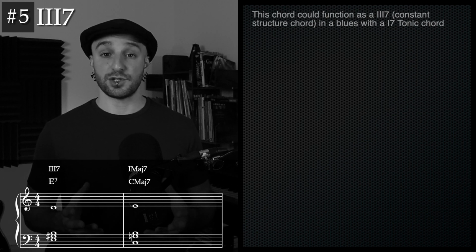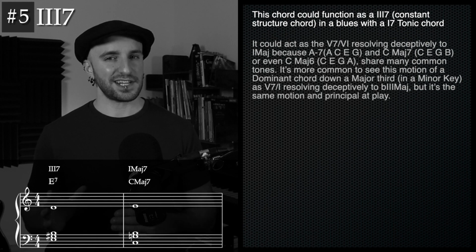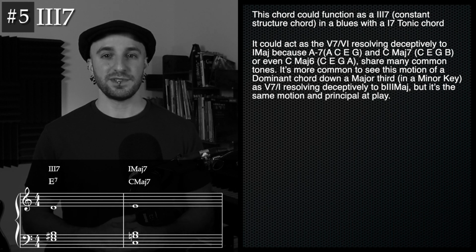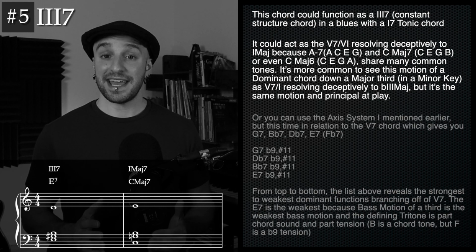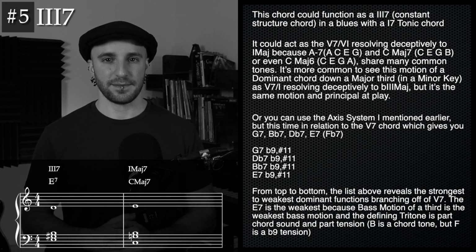Number 5 is 3 dominant 7. This can be looked at a couple of different ways. It could be a constant structure chord in a blues context. It could function as the 5 of the 6 chord, resolving deceptively to 1 because they share so many common tones as well as tonic function. Or it could be taken from the axis system, this time from the perspective of the dominant axis.